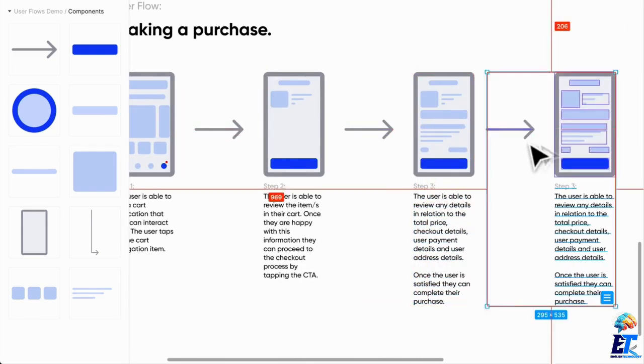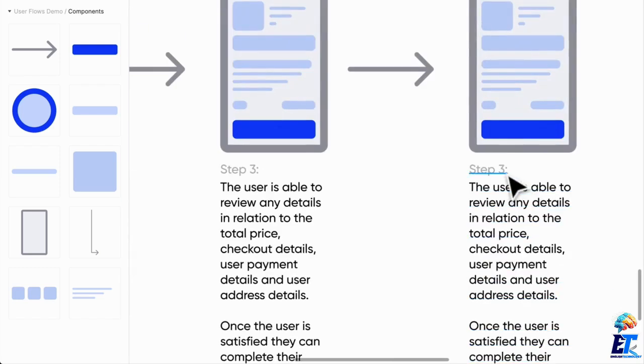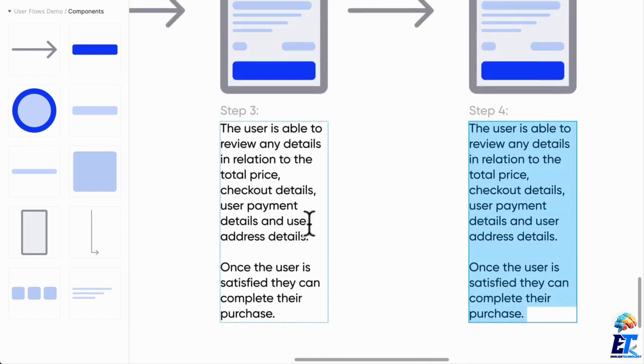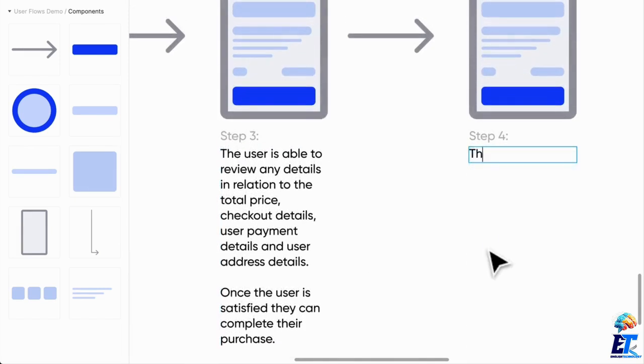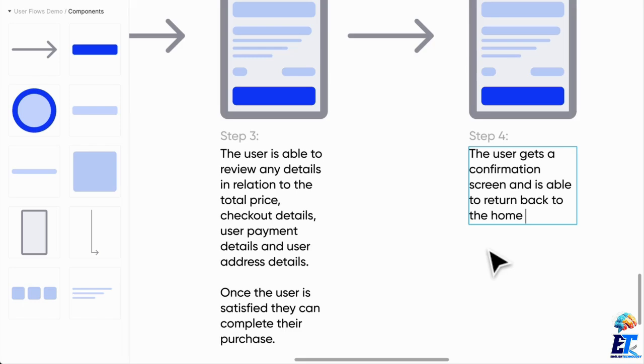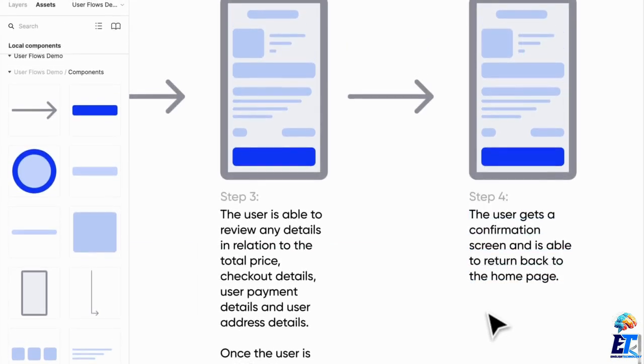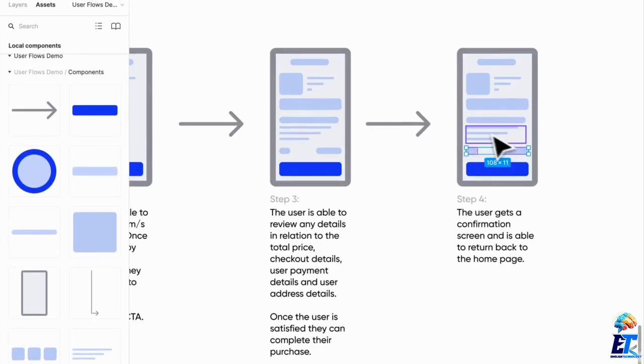Okay, so what do you think the user should do after here? The user probably confirms. So once the user is satisfied, they can complete the purchase. The user gets a confirmation screen and is able to return back to the home page. Okay, so when a user gets like a confirmation screen or something like this, that's a pretty big deal, I think. Personally, I think it's a huge deal.